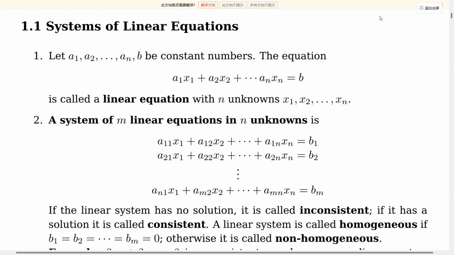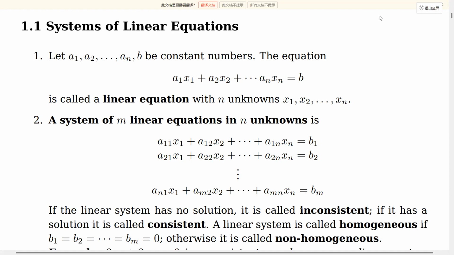We're going to talk about a lot of properties of matrices. Some of them are really straightforward, but there are a lot of properties that you need to know. Okay, let's just start from a very basic thing, for example, how we define the matrix. So the first section of chapter 1 is systems of linear equations.